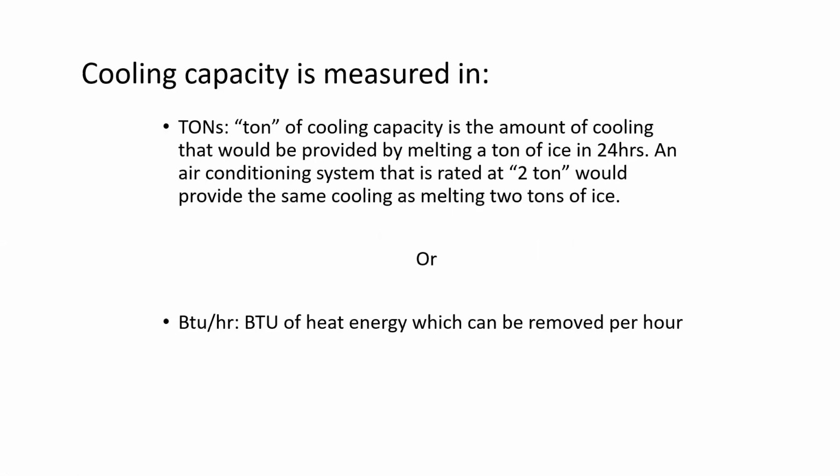Cooling capacity is measured in tons. A ton of cooling capacity is the amount of cooling that would be provided by melting a ton of ice in 24 hours. An air conditioning system that is rated at 2 tons would provide the same cooling as melting 2 tons of ice. The other method that it is sometimes measured in is BTU per hour. And this relates to the amount of British thermal units of heat energy that could be removed from the area per hour with the unit.